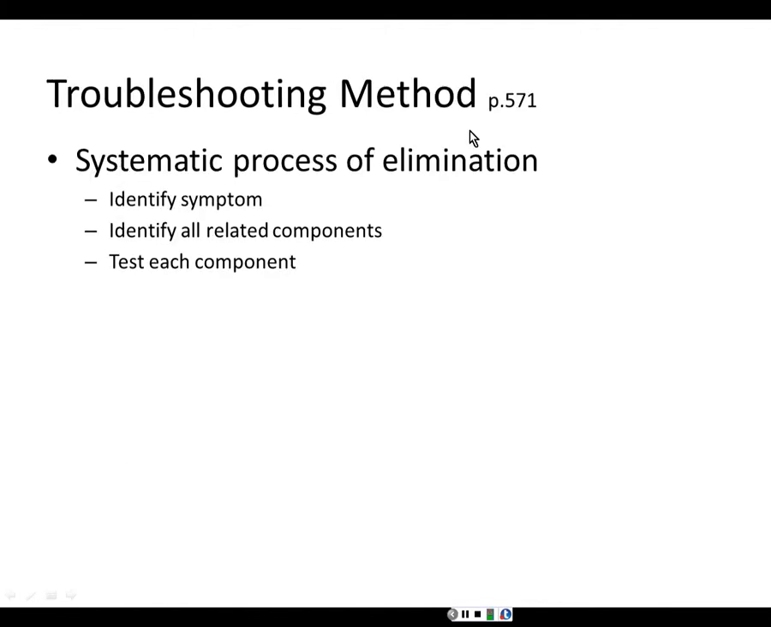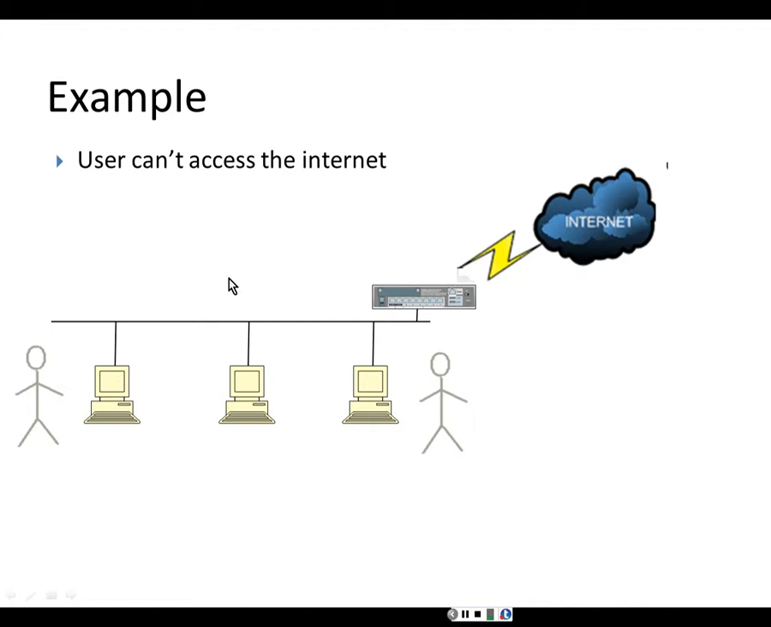Let's discuss the troubleshooting method on page 571. The troubleshooting method, whether you are troubleshooting a computer or troubleshooting a car that won't start, is the same. The troubleshooting method employs a systematic process of elimination whereby we identify the system, identify all related components, and test each individual component. So here's the example.